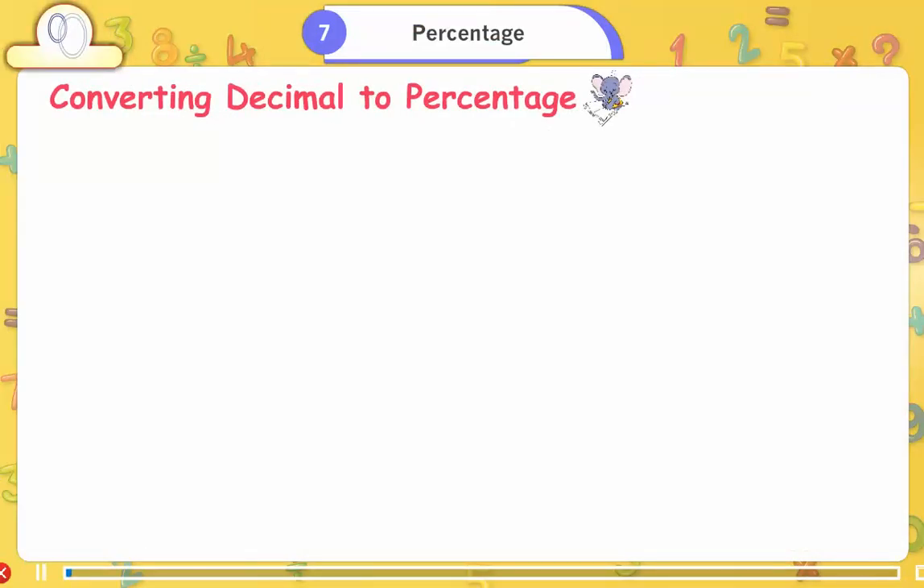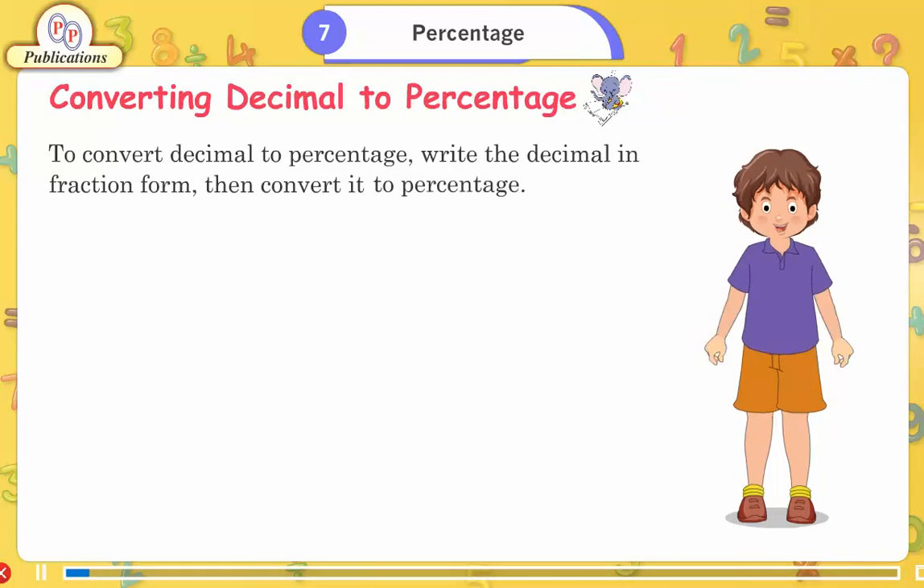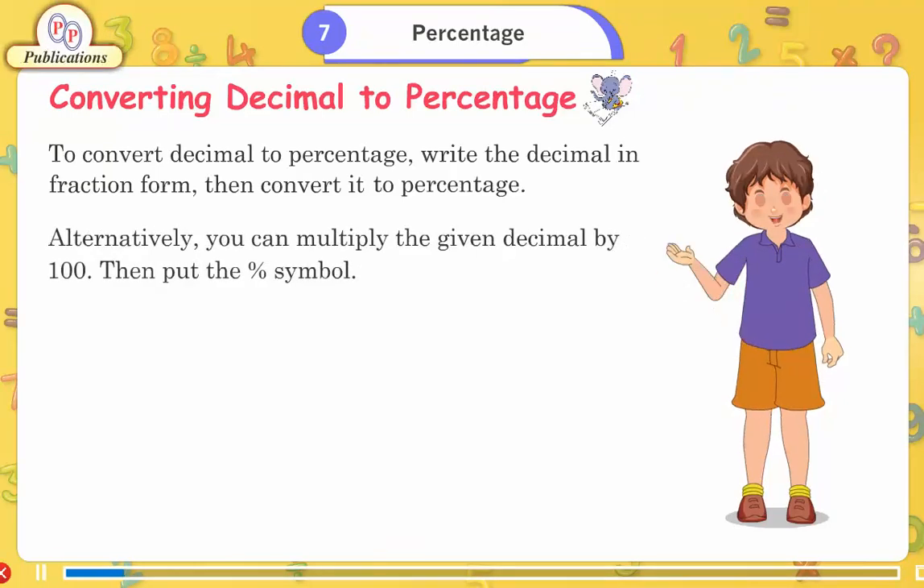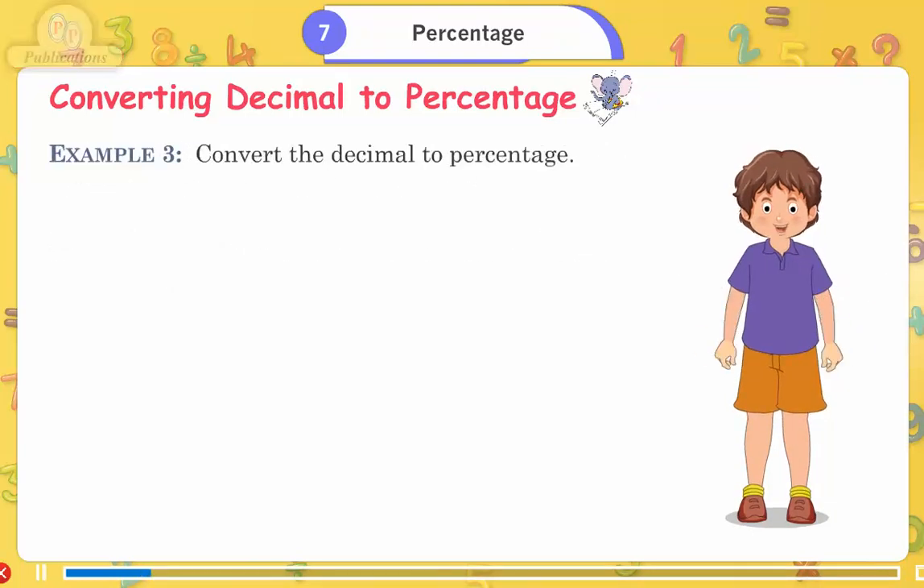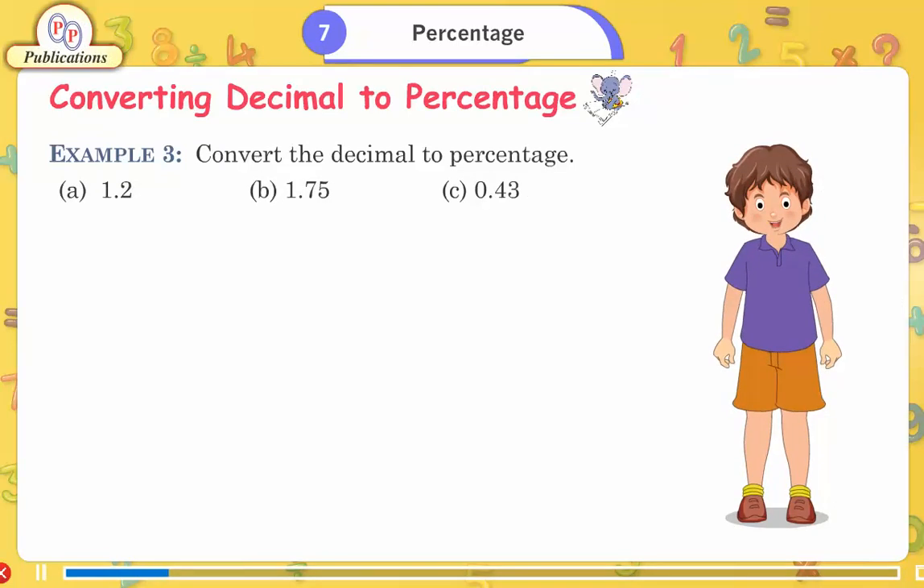Converting decimal to percentage. To convert decimal to percentage, write the decimal in fraction form, then convert it to percentage. Alternatively, you can multiply the given decimal by 100, then put the percentage symbol. Example 3. Convert the decimal to percentage. A. 1.2, B.